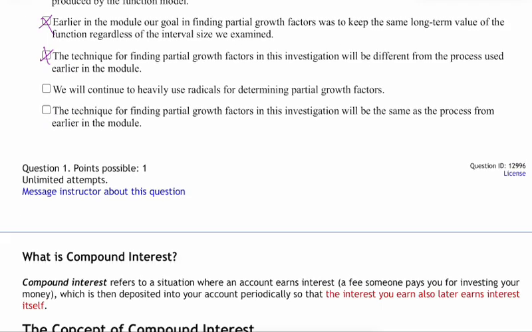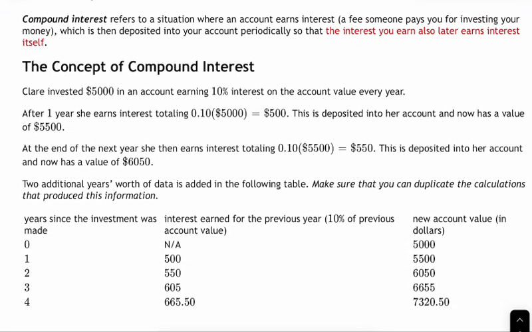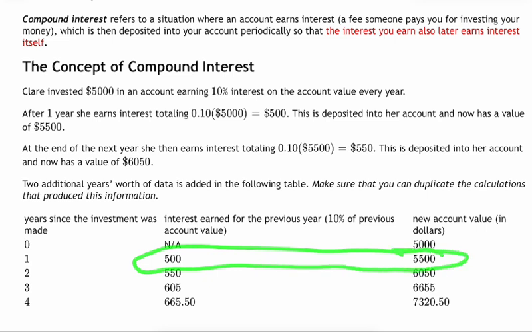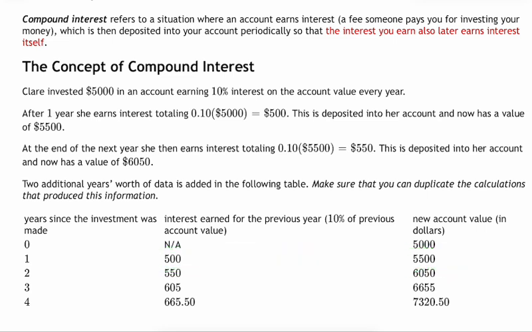Now, let's jump to this problem here about compounding interest. So we have a $5,000 account that is gaining 10% interest every year. The first time we gained $500, so you'll notice we've gone up by 500, so 5,500. The next time we gained 550, so it went up by 550, and then 605, and then 665.